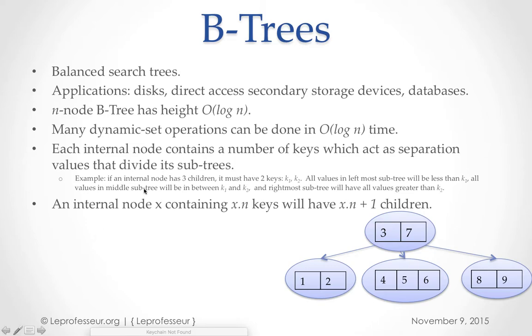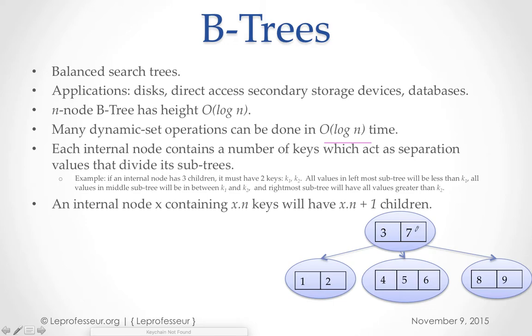Okay, so for example, if you have an n node B tree, it will have a height in the order of log n. What it means is that many dynamic set operations you can execute in log n time. Now each internal node contains a number of keys which act as separation values which divide the subtrees. For example, this figure shows an internal node which has keys 3 and 7. Okay, 2 keys, 3 and 7.